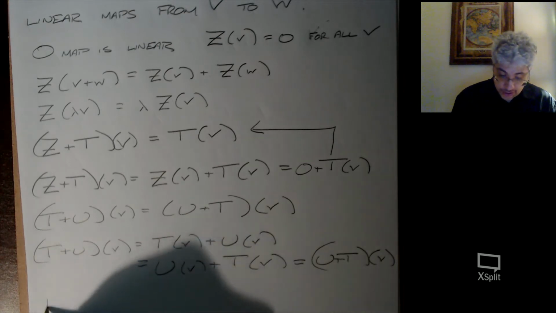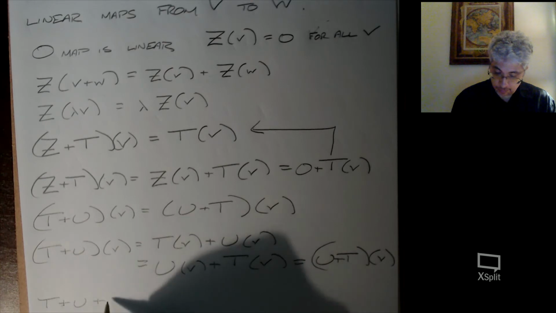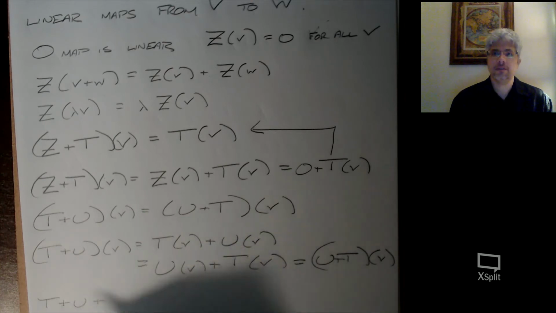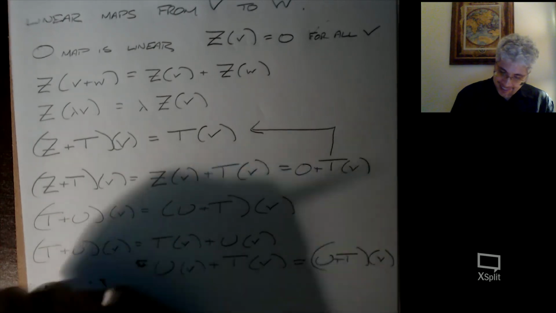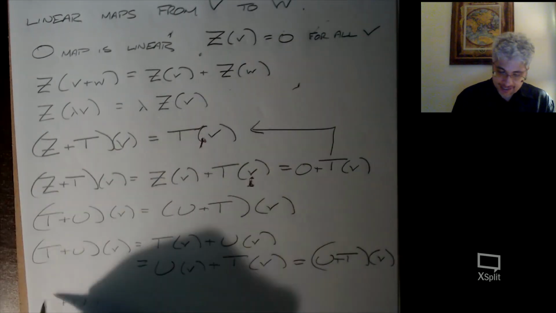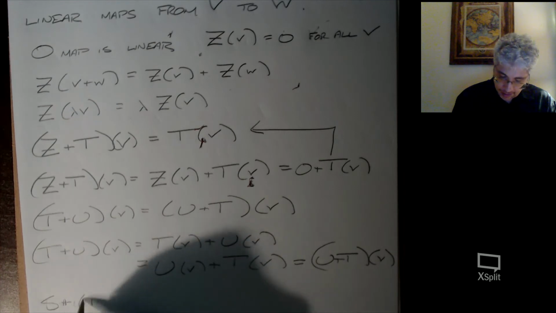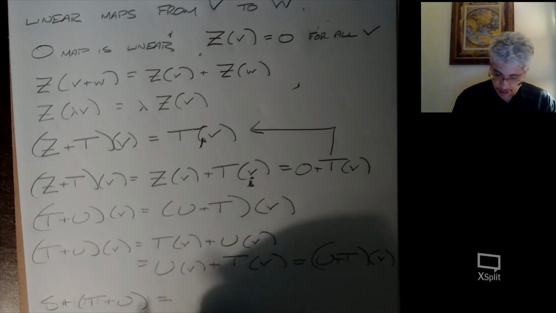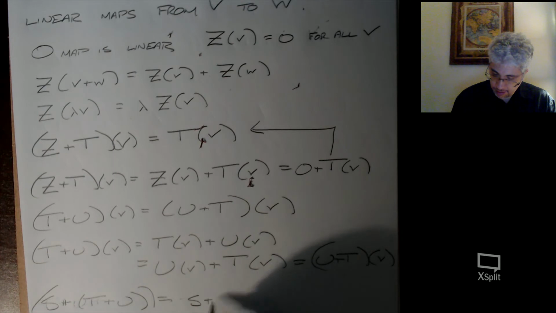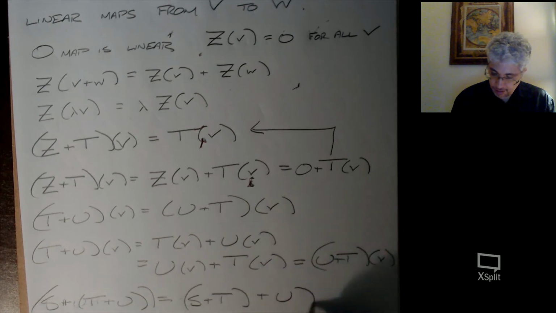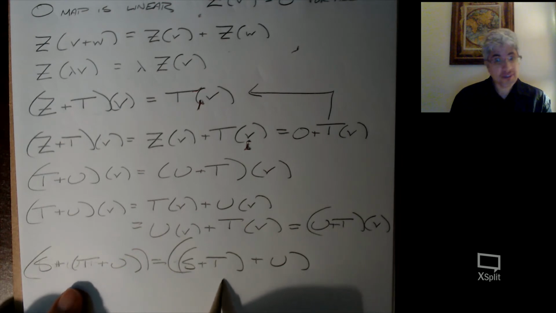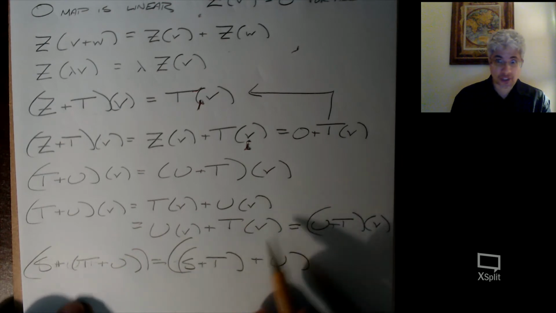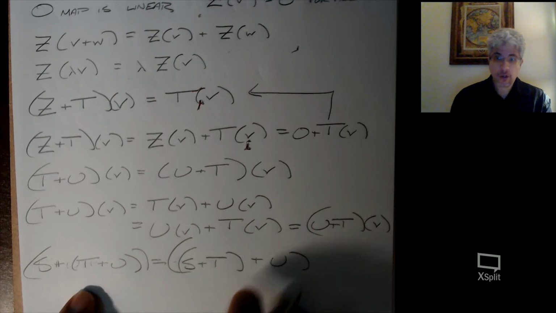We also have associativity. For T, U, and a third map, I don't want to use V, so S. Not the most interesting one to show. It's not super long, but a little longer than this and not very interesting. Why don't you guys try and see if you can do that one?